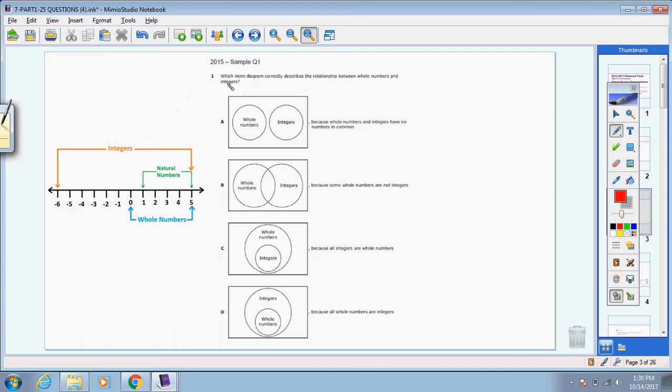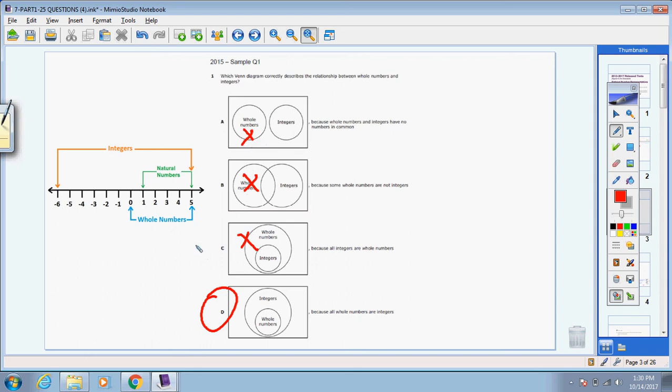Which Venn diagram correctly describes the relationship between the whole numbers and integers? Whole numbers are basically all positive numbers plus 0. Integers cover all positive numbers, 0 and negative numbers. So when we look at the options, whole numbers should be placed under the integers, which is option D as in dog. Other options, of course, are wrong.